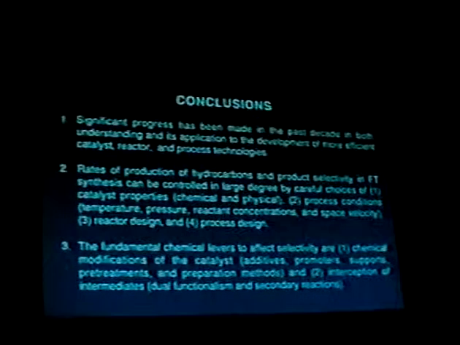Well, let me wind up now. In summary, first, significant progress has been made in the last decade in both understanding of the chemistry and its application to the development of more efficient catalyst, reactor and process technologies. Second, the rates of production of hydrocarbons and product selectivity in Fischer-Tropsch synthesis can be controlled to a large degree by careful choices of catalyst properties and, of course, process conditions, reactor design, and process design.